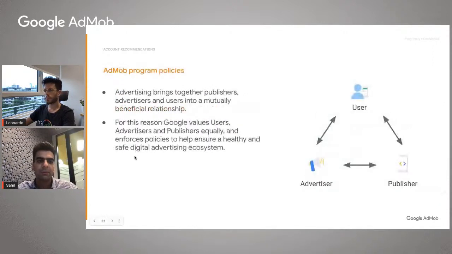Moving on. Now, before we jump into the program policies, I just wanted to showcase this particular structure to you. This is our ecosystem, which comprises 3 important pillars: the users, the advertisers, and the publishers. In order to ensure that our ecosystem remains good, we enforce various policies to ensure that we live in a healthy and safe digital advertising ecosystem.